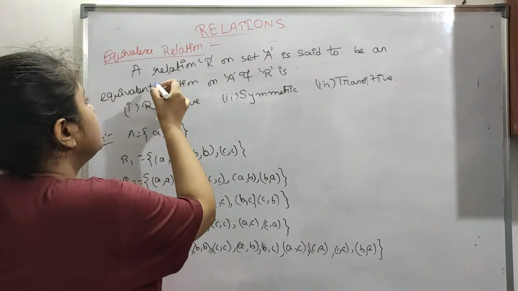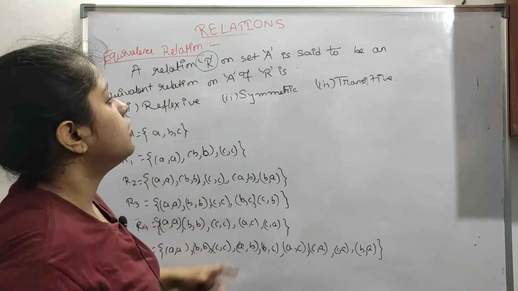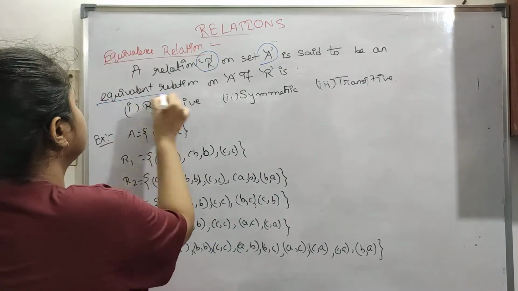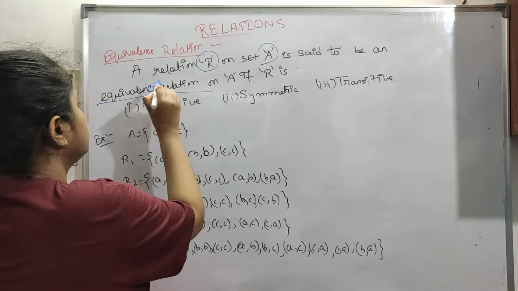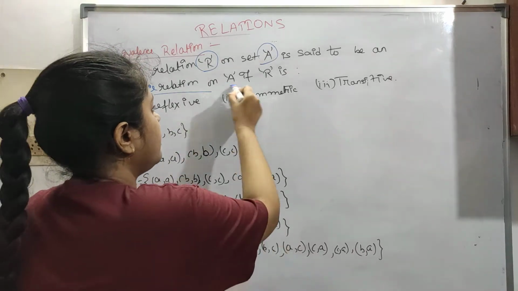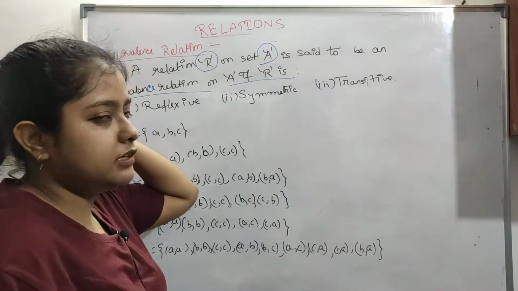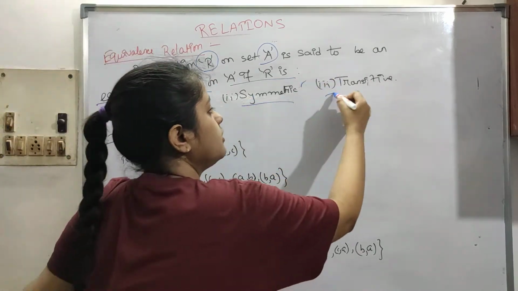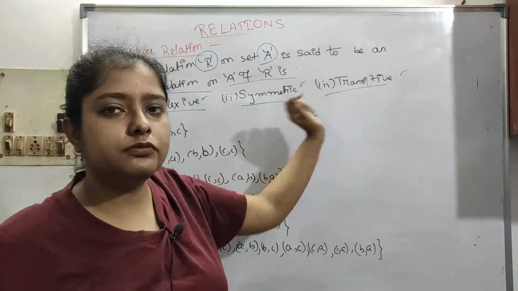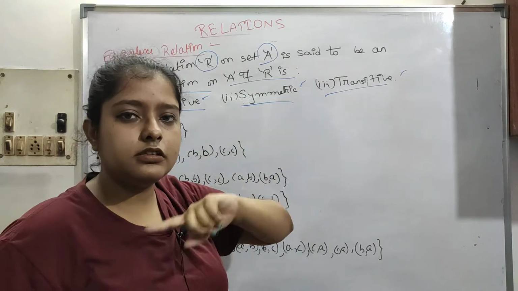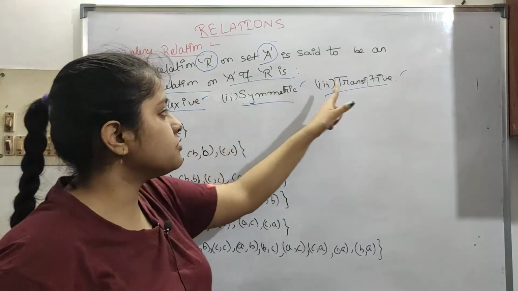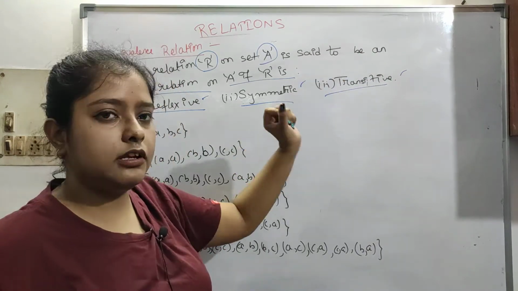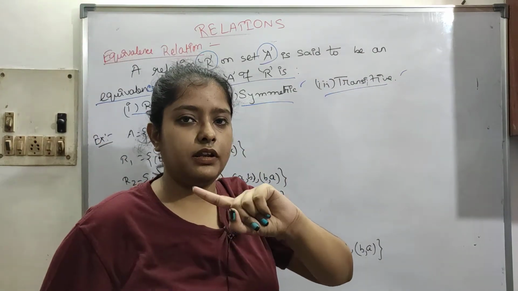So, equivalence relations. A relation R on a set A is said to be an equivalence relation on A if R is, so now there are three conditions: it has to be reflexive, then symmetric, then transitive. If one of these is not possible, then the relation is not an equivalence. All these three have to be possible in a single relation. Okay, then it will be an equivalence.